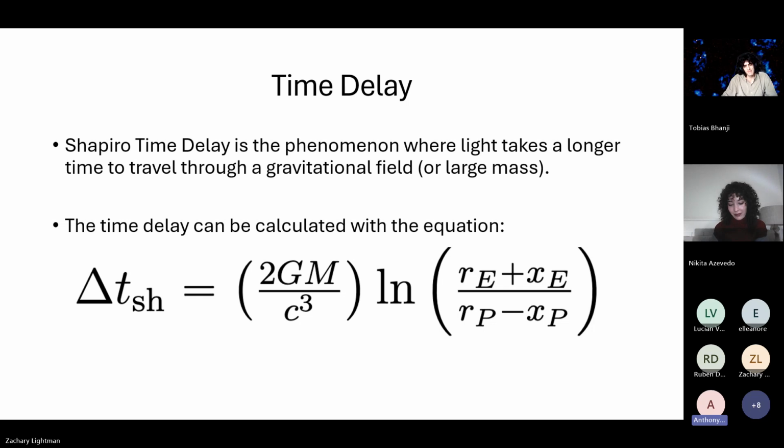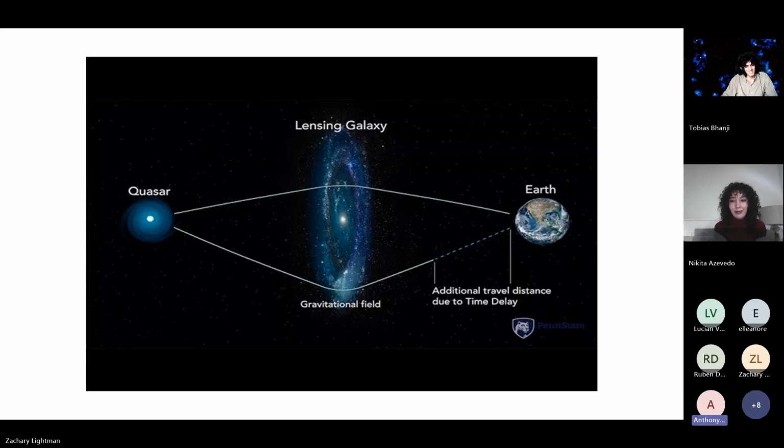Next slide, please. Here's a visualization of what I mean by time delay. You can see how the light actually has to curve in order to reach us when we take pictures.